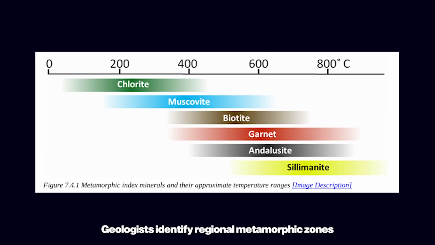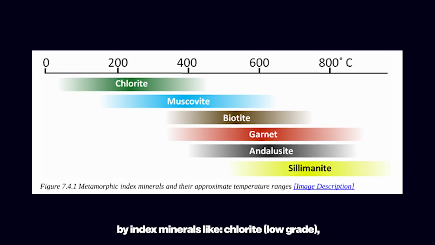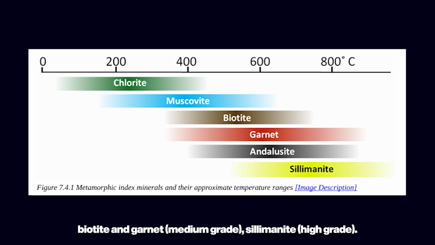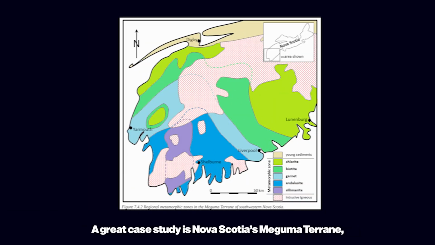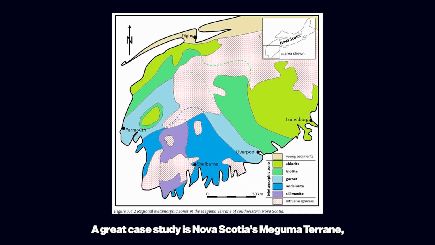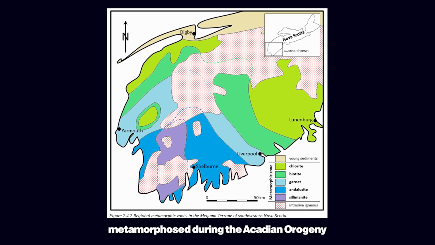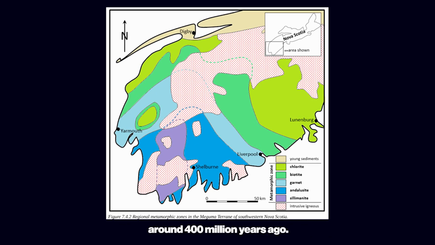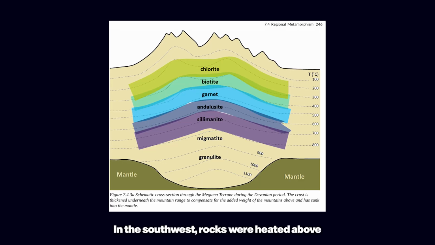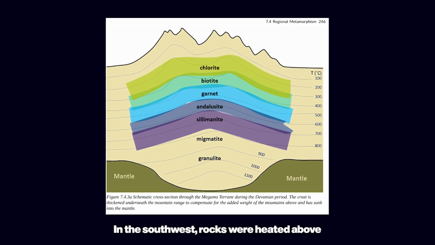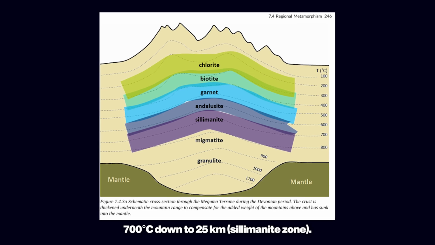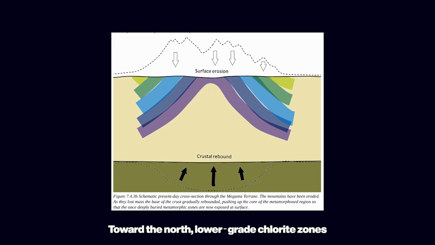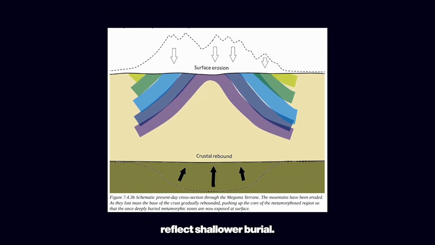Geologists identify regional metamorphic zones by index minerals like chlorite, which is low grade, biotite and garnet, medium grade, and sillimanite, that's high grade. A great case study is Nova Scotia's Meguma terrane, metamorphosed during the Acadian orogeny around 400 million years ago. In the southwest, rocks were heated above 700 degrees Celsius down to 25 kilometers, the sillimanite zone. Towards the north, low-grade chlorite zones reflect shallower burial.